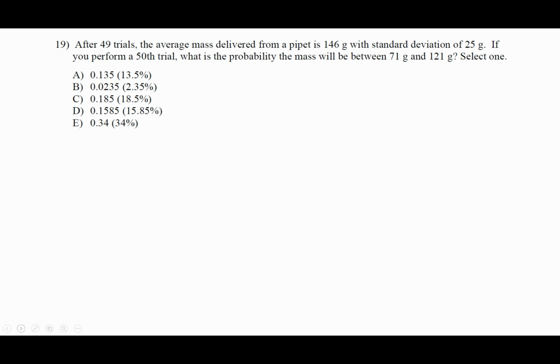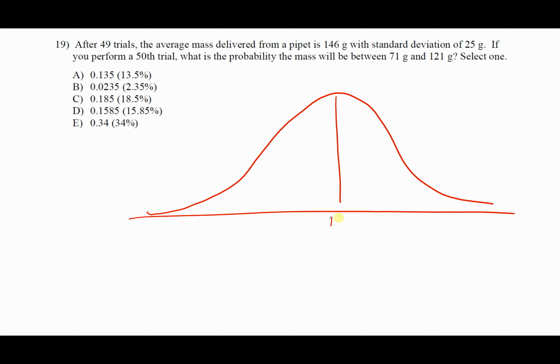After 49 trials, the average mass delivered from a pipette is 146 grams with a standard deviation of 25. If you perform a 50th trial, what is the probability your mass will be between 71 and 121? Select one answer. Okay, well, let's graph it. So I have the average is 146. And I'm interested in numbers smaller than it. So let's do the math. 146 minus 25 is 121. So 1 standard deviation is 121.